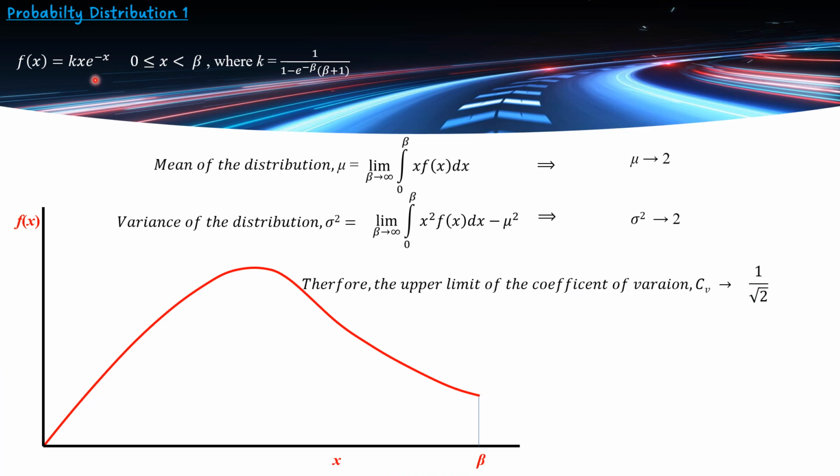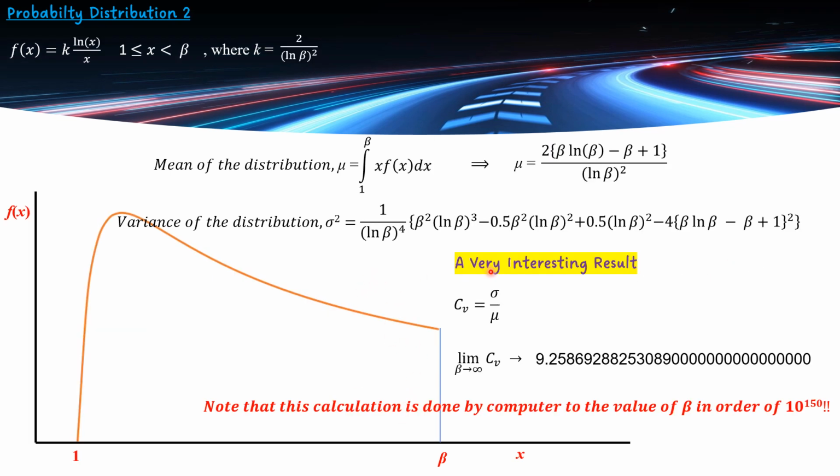Now, this is the first one. This looks like an exponential, but is not quite, because it is multiplied by x. If x is defined within this domain, k can be found within this value, given that the conservation of probability is satisfied. Then it is fairly easy to find the mean of the distribution. Although I haven't shown that integration, I'm positive you can solve it by yourself. And secondly, the variance of the distribution. If, for example, beta approaches infinity, then the upper limit of this coefficient will be equal to 1 over root 2. In this case, it's fairly easy because we have no problem finding mu, the mean, and the standard deviation separately. So this is quite straightforward.